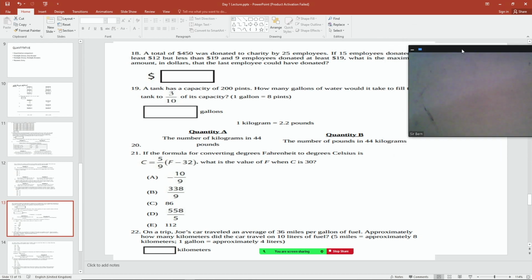Question 19. It says that a tank has the capacity of 200 pints. How many gallons of water would it take to fill the tank to 3/10 of its capacity?